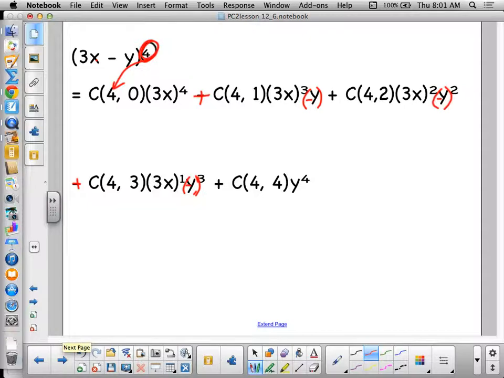So I started with a combination of 4 choose 0, which is 1, times 3x, the first term, to the 4th power. Now that does mean I have to take 3 to the 4th power, right? 3 to the 4th power is 81. Plus, combination of 4 choose 1. What's a combination of 4 choose 1? Anything choose 1 is that thing, so that's just 4. 3x to the 3rd power is going to be 3 to the 3rd power, which is 27, x to the 3rd power times negative y to the 1st power.